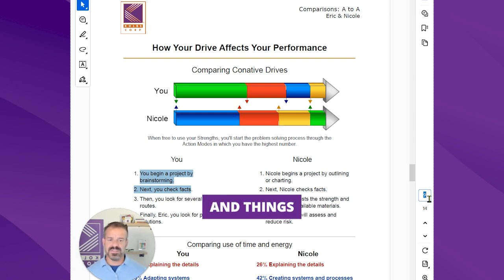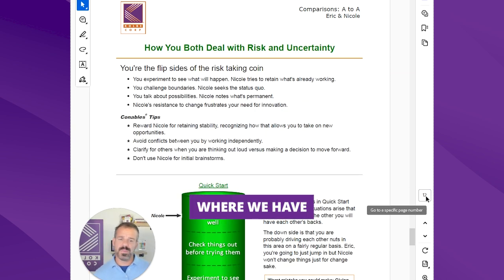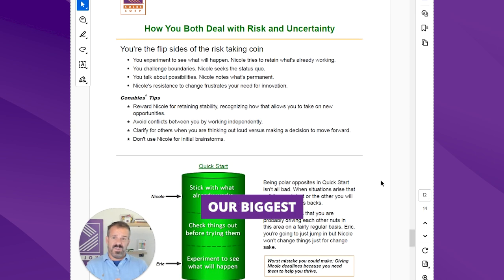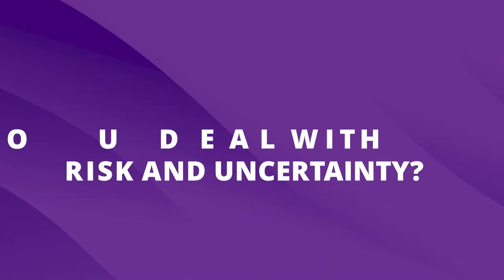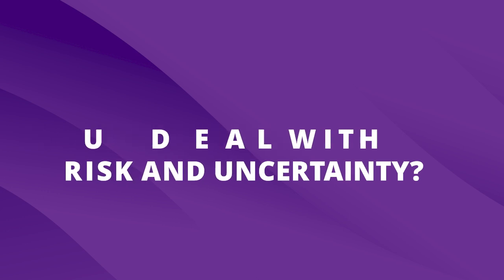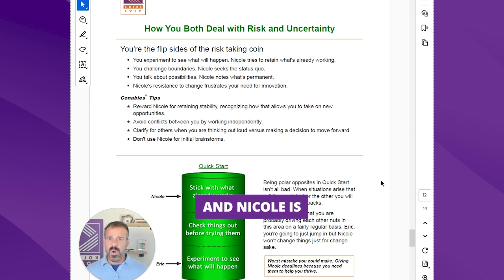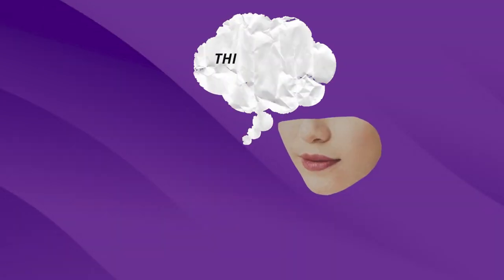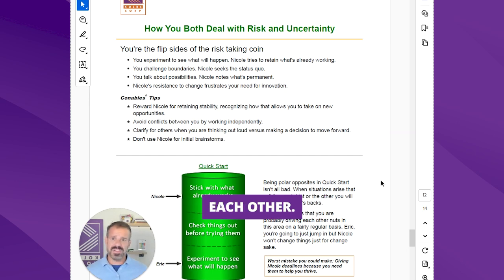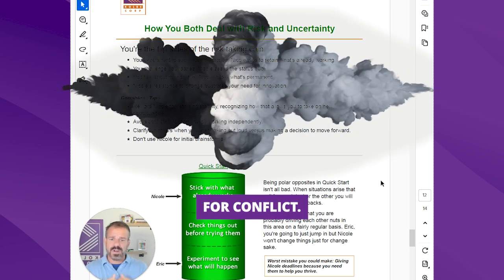Other valuable tips inside this report: again, go back to those areas where we have the biggest differences. Our biggest difference is in quick start, how you deal with risk and uncertainty. I'm a let's go for it, try it, see what happens kind of person. And Nicole is a, you know what, I see that this could go wrong or we could break this thing. Left on our own, if we didn't know this about each other, there's definitely the potential for conflict.